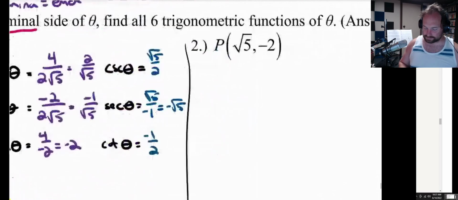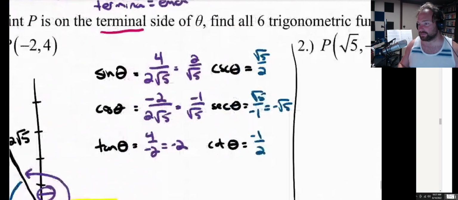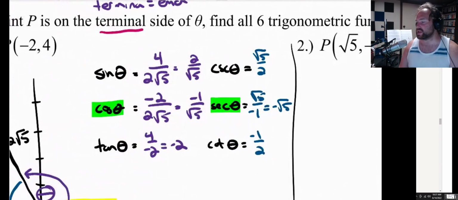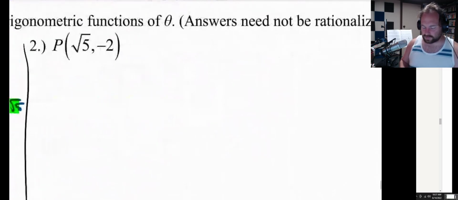Let's talk about another one. One more thing about this problem. I hope you recognize that the fact that we're in quadrant 2 means that our cosine and our secant were negative numbers because of the negative adjacent side. Let's try another one. This one's in quadrant 4, which I can tell because the x value is positive and the y value is negative.